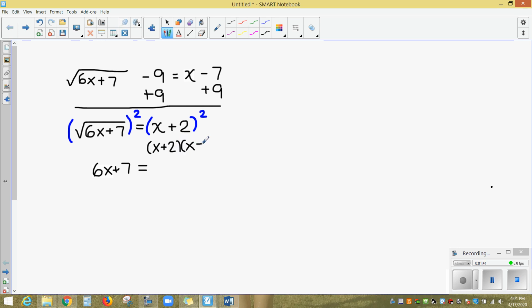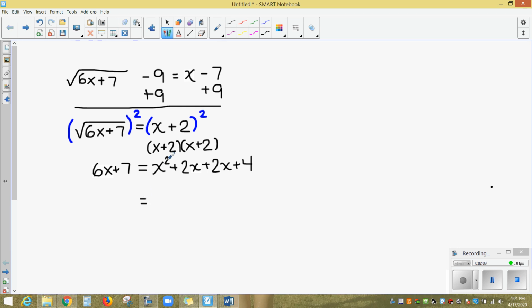Remember that squaring something means we're taking it times itself, which means for a lot of you it would help if you wrote them side by side like this. That really means x plus 2 times x plus 2. When we FOIL, we get x squared plus 2x plus 2x plus 4, or x squared plus 4x plus 4.